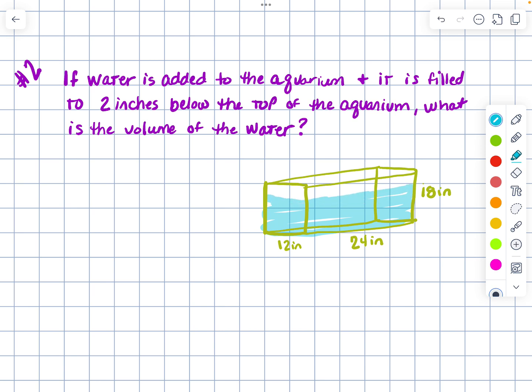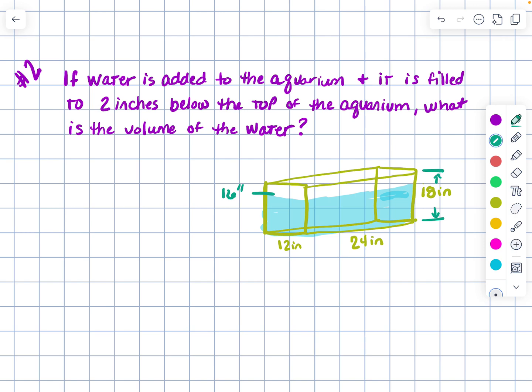Okay, so in this case, it's going to be 2 inches lower. And it's very likely that you're going to get a problem like this. So what do you do? Right? So if the top of this is 18 and we want it 2 inches below that, then we want this to be 16 inches. Right? Because 18 minus 2 is 16 inches high.